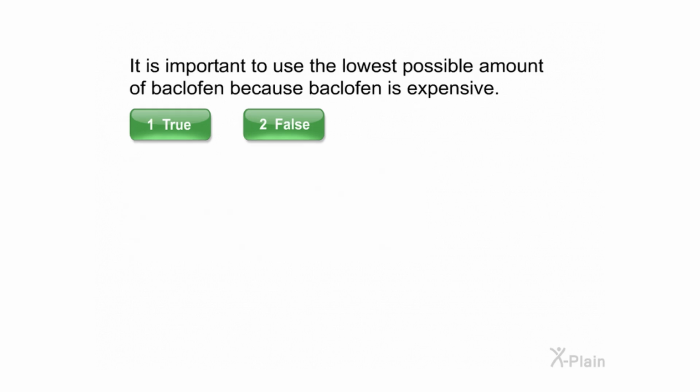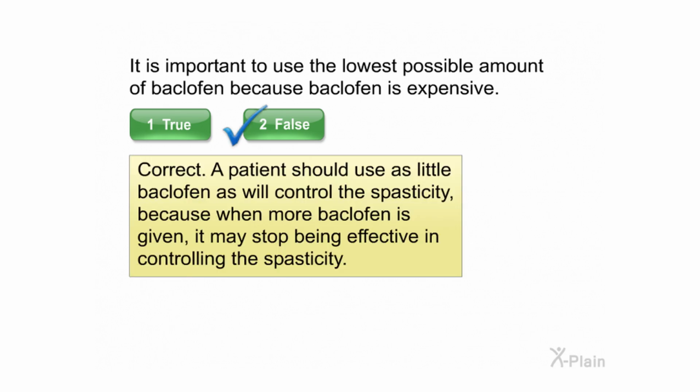It is important to use the lowest possible amount of Baclofen because Baclofen is expensive. Select true or false. Correct. A patient should use as little Baclofen as will control the spasticity, because when more Baclofen is given, it may stop being effective in controlling the spasticity.